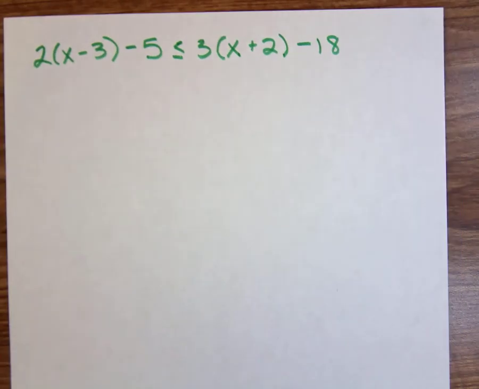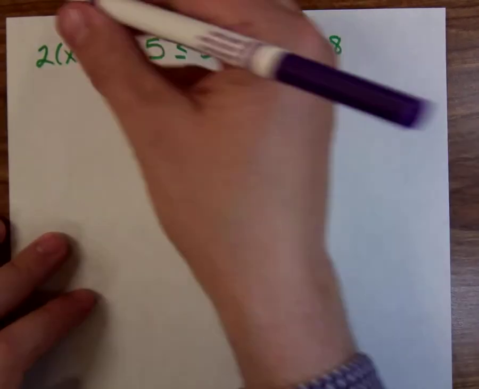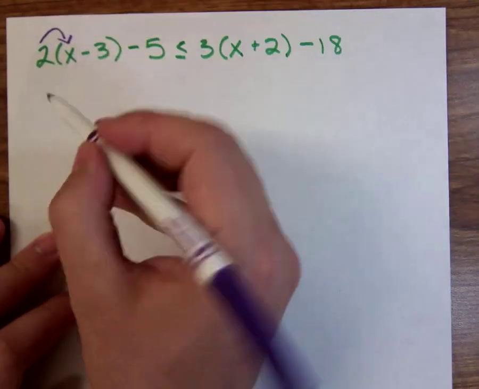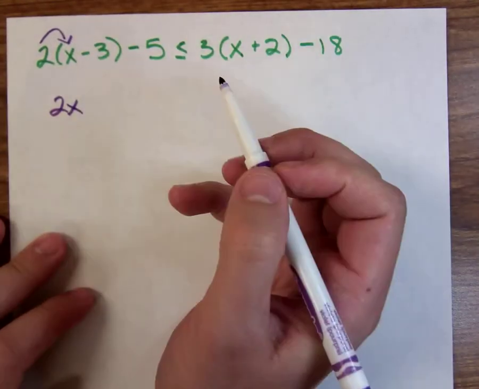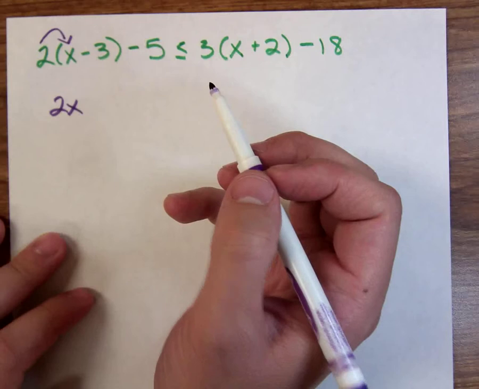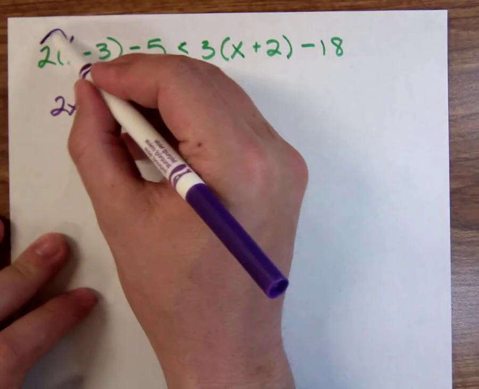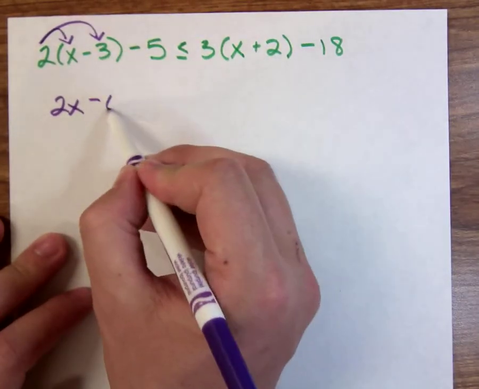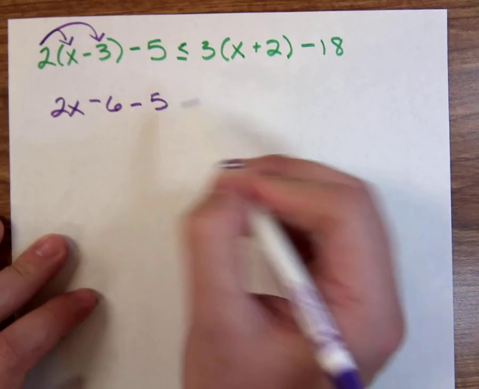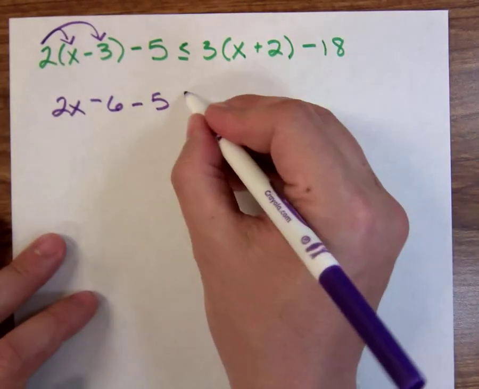Last one. Let's do some distributive property. That seems like a good idea. There's a lot of distributive property. Really not feeling super excited about this, but here we go. 2 times x is 2x. 2 times negative 3 is negative 6 minus 5. Okay, left side done.